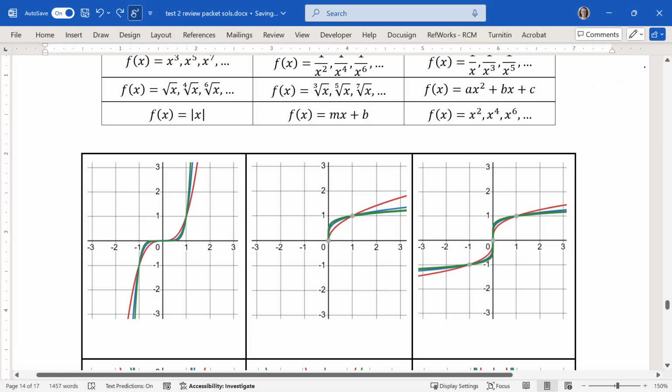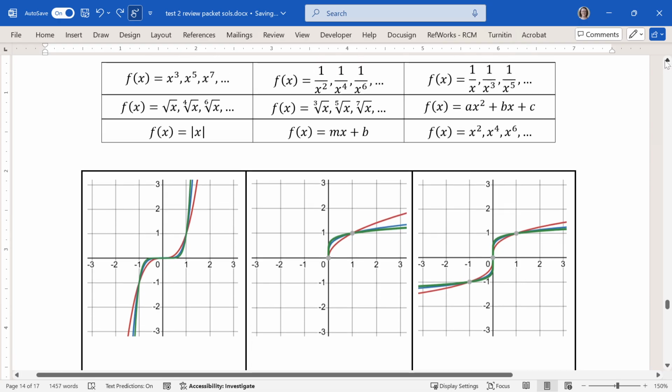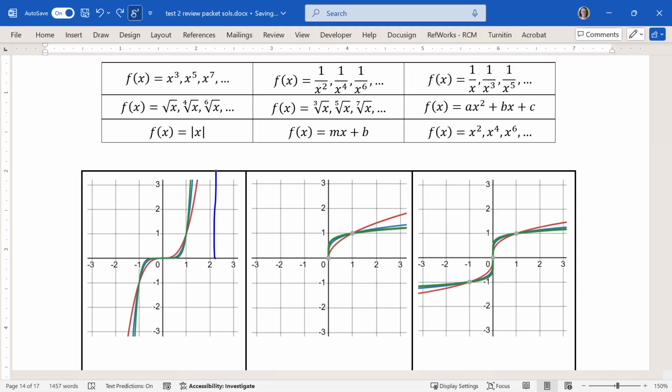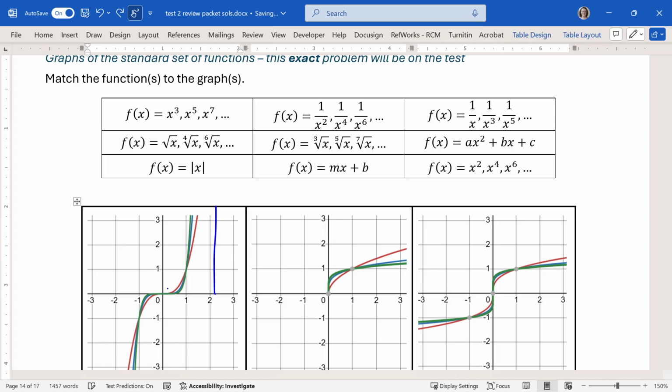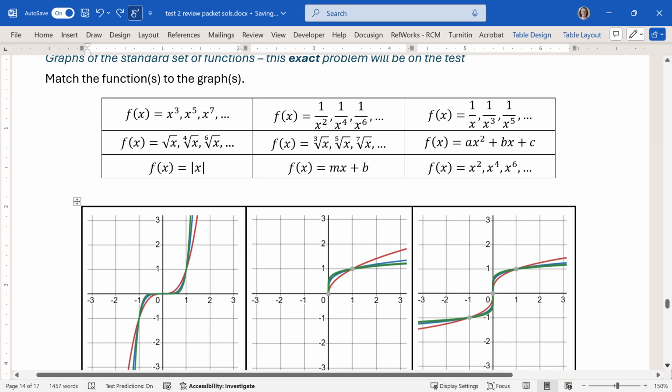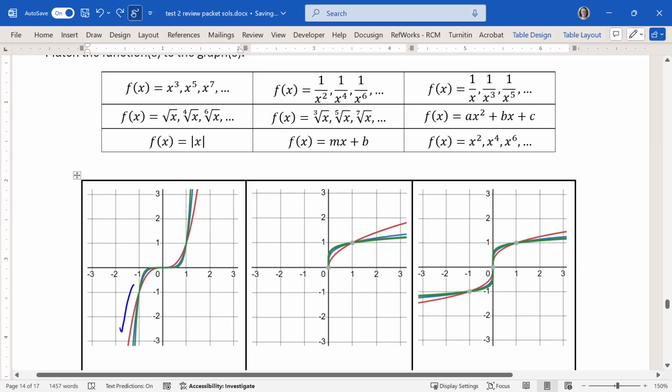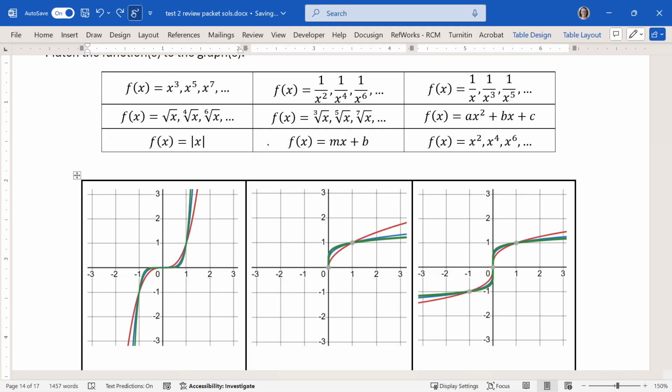So one thing you can do is you can always plug in points. You'll notice that the first 3 here all go through the origin, and they all go through the point 1, 1. But you can plug in other points than that. For example, the value 2 here, if I plug in 2, I should get some really big number, and it's going to be positive. As well as on the left side of this first graph, I can see that the values are going to be negative.